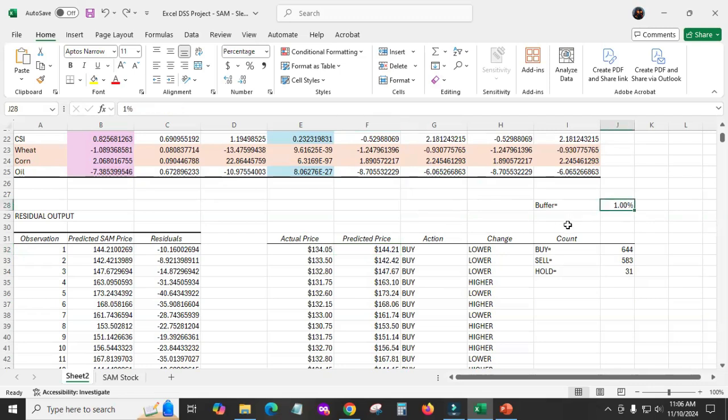We also created a buffer, which changes a lot of our buy, sell, holds. But what we need to do is come up with a formula that determines the action and the change. So if I was instructed to buy and the price went down, I would have a loss. It would be a bad thing. But if I were instructed to buy, like down here, and the price went up, that's a good thing. So we're going to create a brand new formula. It's actually a combination of two formulas.